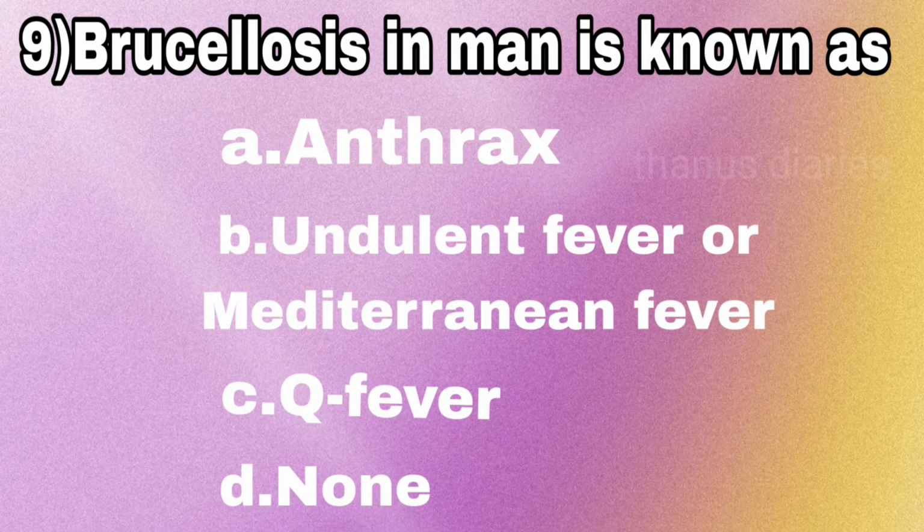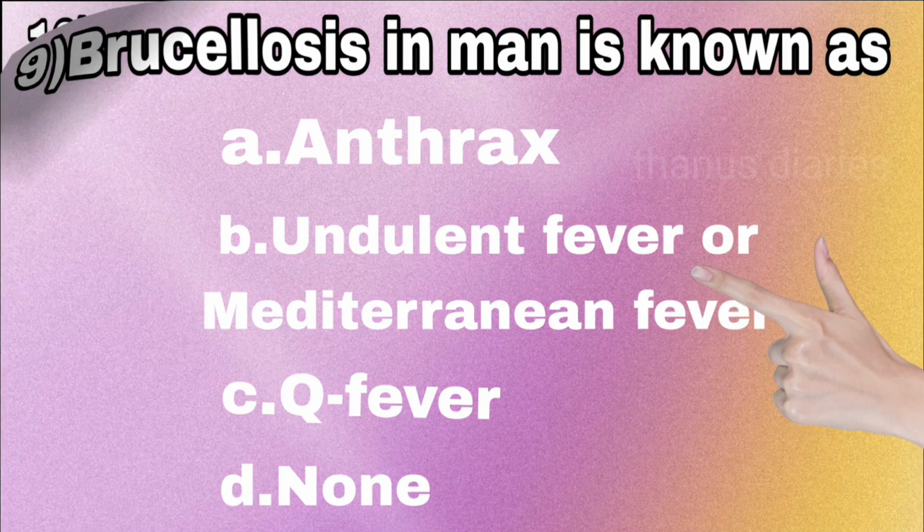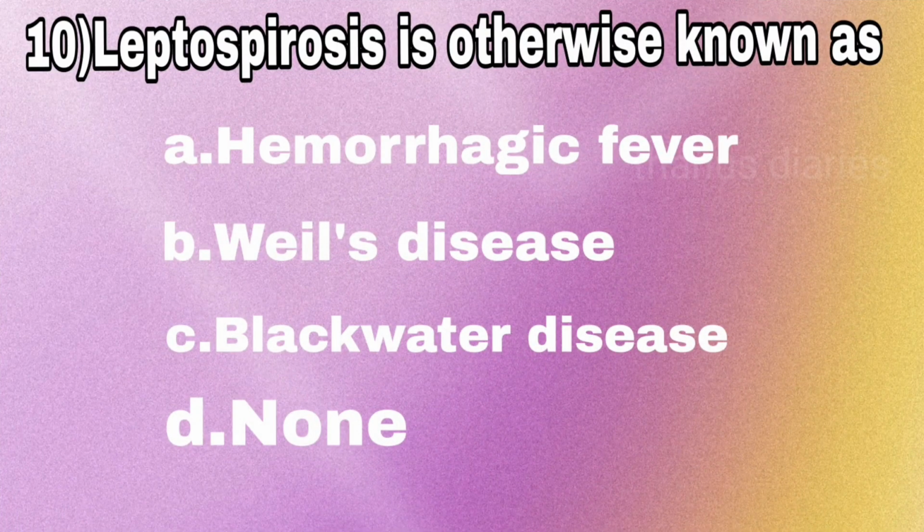Next question, brucellosis in man is known as anthrax, undulant fever or Mediterranean fever, Q fever, none of the above. It's known as undulant fever or Mediterranean fever. Next question, leptospirosis is otherwise known as hemorrhagic fever, Weil's disease, blackwater disease, none of the above. Its other name is Weil's disease.